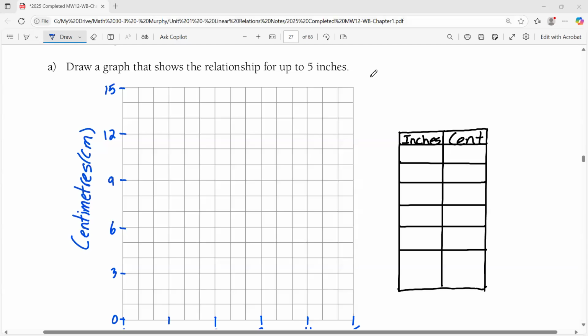So the first thing we're going to need to do is make a table. And we'll go up to 5 inches. Because this is direct, 0 inches is still 0 centimeters. So that's what makes it direct. It starts at 0 and 0.